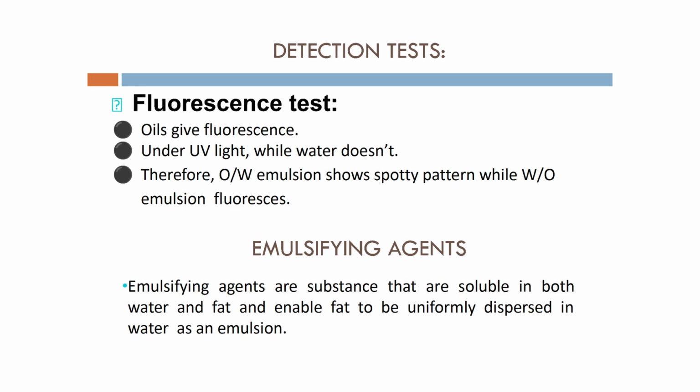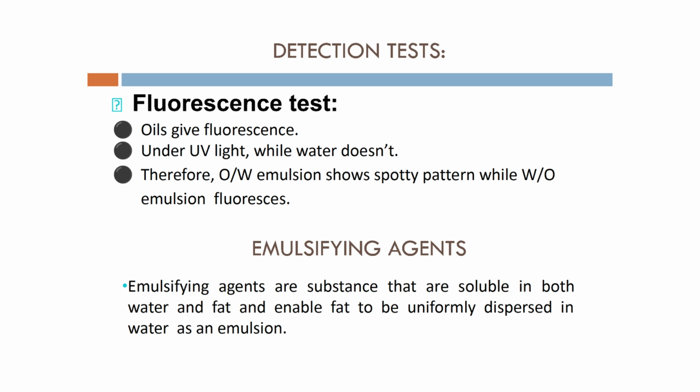The fluorescence test relies on the fact that many oils fluoresce or glow under UV light while water does not. Therefore, an OW emulsion will show a spotty pattern under UV light, only the oil droplets will fluoresce. A WO emulsion will fluoresce uniformly because the continuous phase itself is oil.